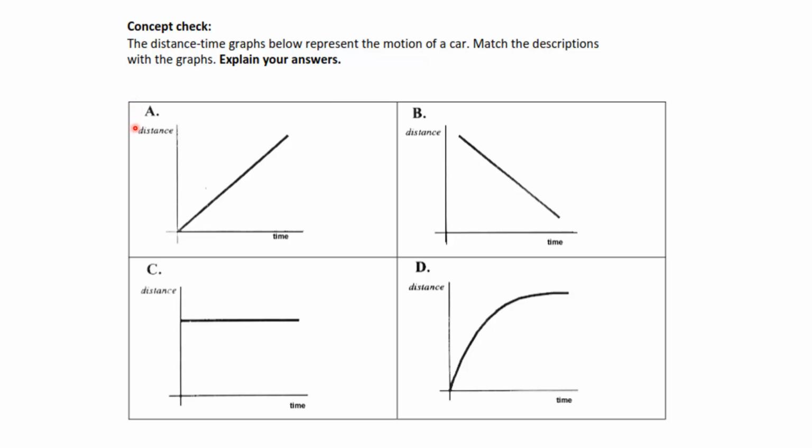We'll have a look at these four examples of distance-time graphs, and we'll discuss what's happening in each graph. Here we have a constant speed in A. In B, the object is returning to where it came from at a constant speed. Here we have a straight horizontal line, so the object is at rest. And here we have a curved line, which means the object is slowing down.